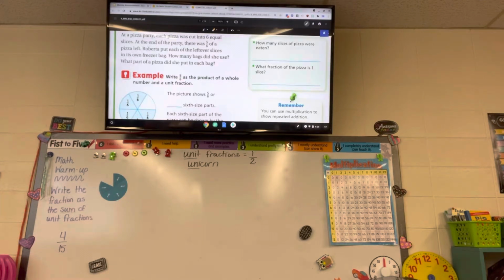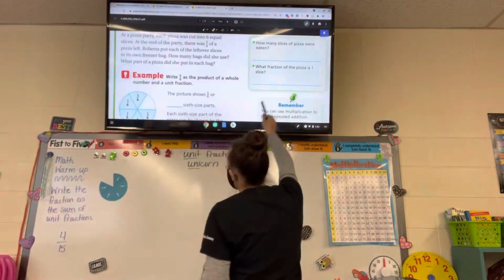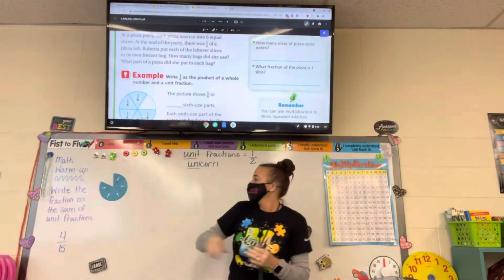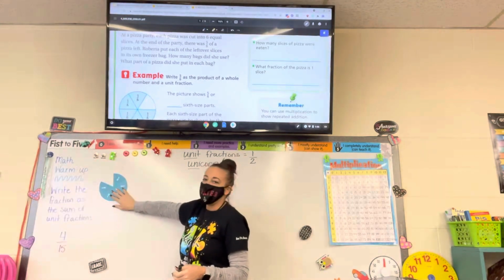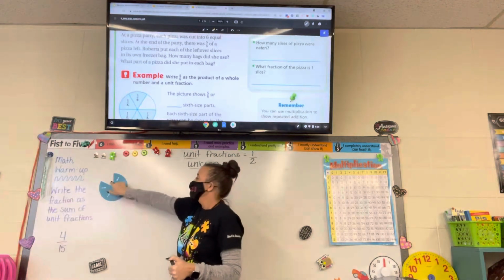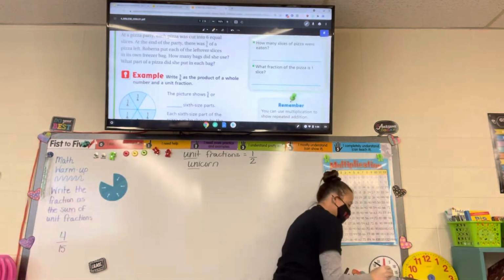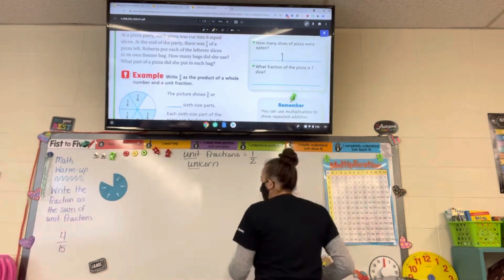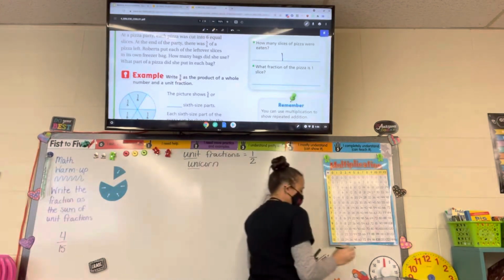Roberta put each of the leftover slices in its own freezer bag. How many bags did she use, and what part of the pizza did she put in each bag? Those are the questions we're going to answer. The first thing we need to answer is how many slices of pizza were eaten? 5/6. This is what's missing, guys. The ones here is not what is eaten. The ones missing is what was eaten. So how many slices were eaten? 1. And what fraction of the pizza is each slice? 1/6.